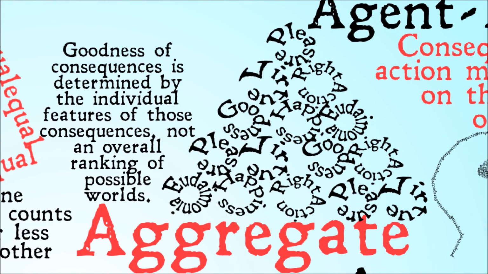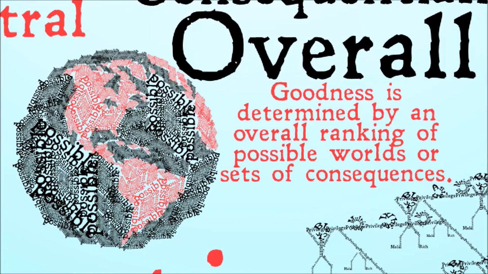You also have aggregate consequentialism. Aggregate consequentialism is talking about how we do the counting of a good action versus a bad action, how we figure out which actions are the good ones and which ones are not. Aggregate is going to say the way we determine that is based on the features of that particular act or the features of those particular consequences of that act. It's not about a general ranking of possible worlds or situations that would arise from that act. And of course, this is contrasted with overall consequentialism, which says that goodness is determined by an overall ranking of possible worlds or sets of consequences.